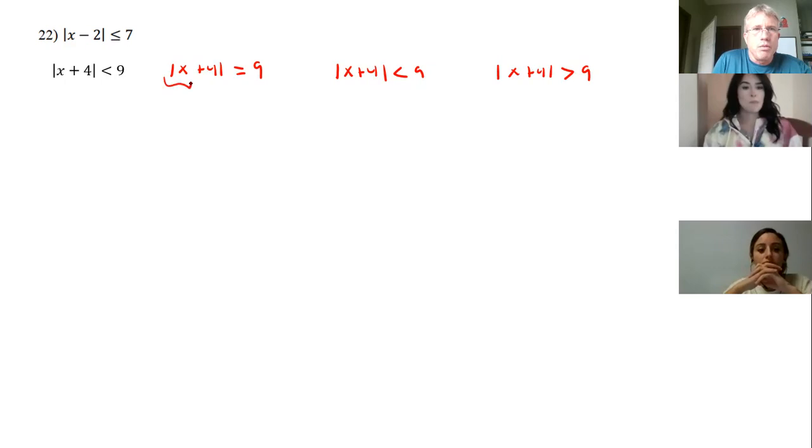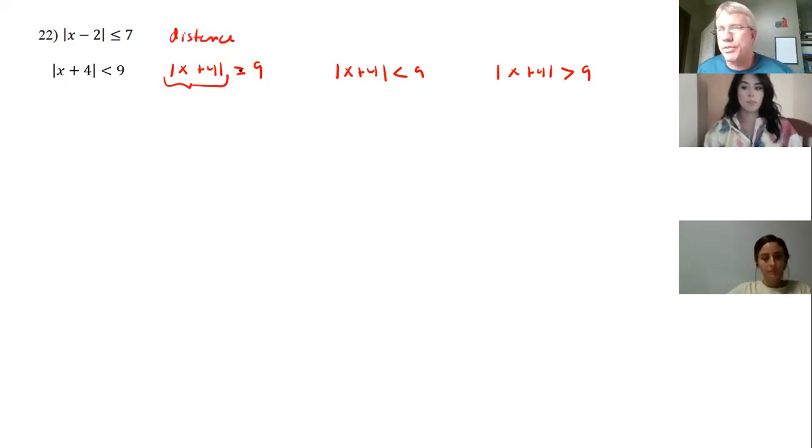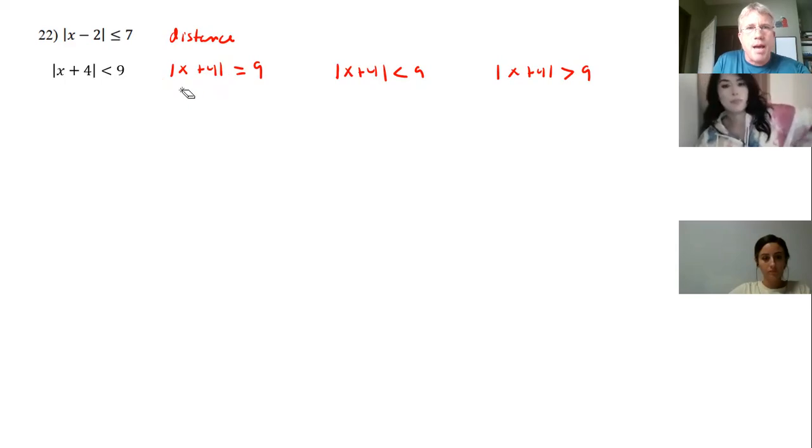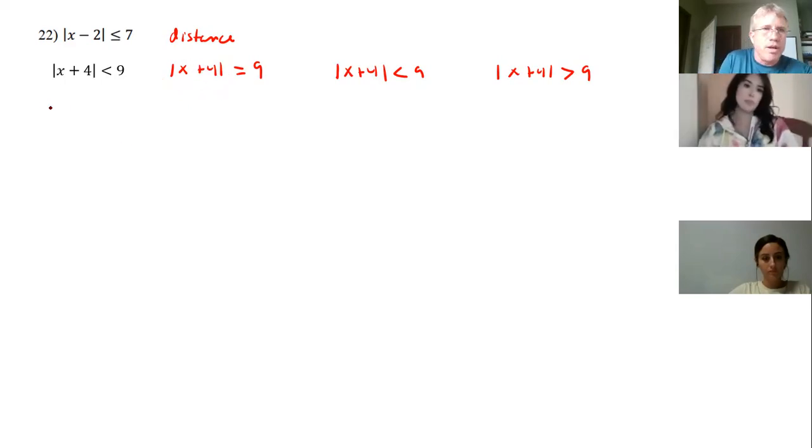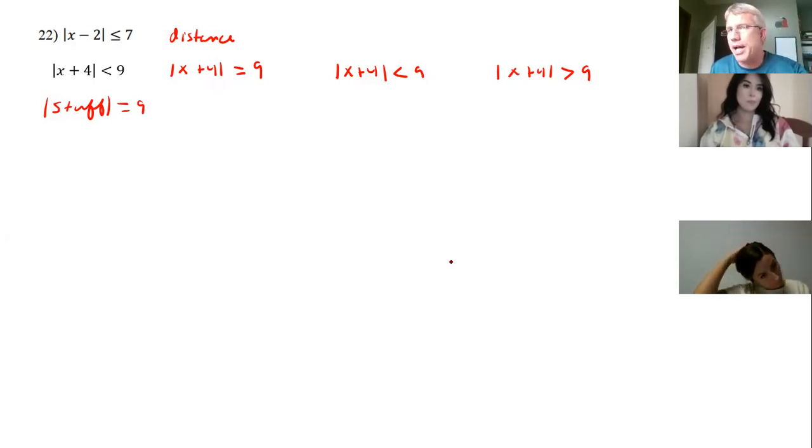When we had the videos over this material, what I was trying to drive home was that the absolute value as an operator in mathematics is a distance operator. It's measuring distance. That's what it does. It's all about distance. It's asking you how far something is from 0. It's identifying a distance from 0. So if I have the absolute value of stuff being equal to 9, I want to know what the stuff is that's 9 away from 0.